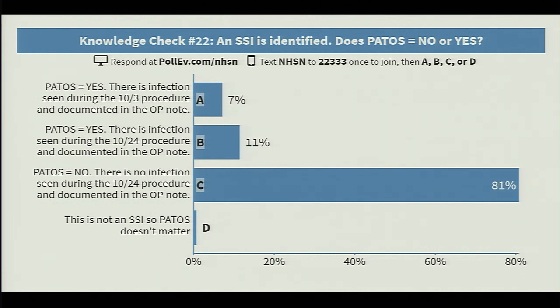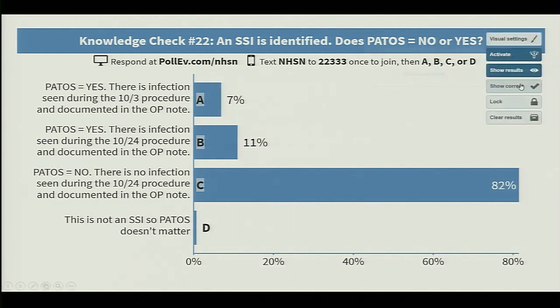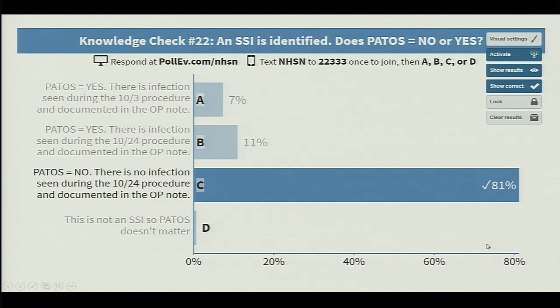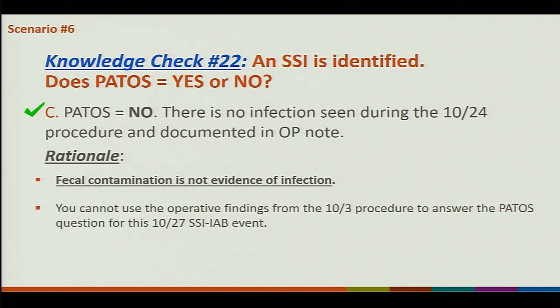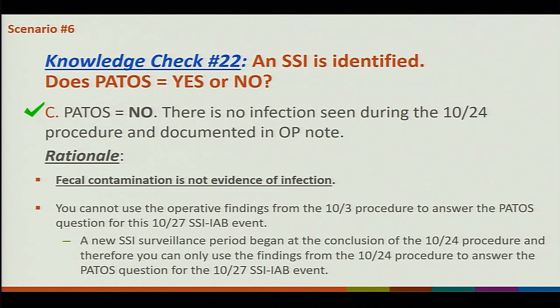Okay, I'm going to go ahead and close, see what the answer is here. And the correct answer is C. PATOS equals no. There's no infection seen during the 10-24 procedure and documented in the op note. Fecal contamination is not evidence of infection. We've established that. You also cannot use the operative findings from the 10-3 procedure to answer the PATOS question for the 10-27 SSI-IAB event. Because remember, you have that new surveillance period that began at the conclusion of the 10-24 procedure, and therefore you would only use those findings that are captured within the 10-24 operative procedure report to answer the PATOS questions to the SSI event that was noted on 10-27.